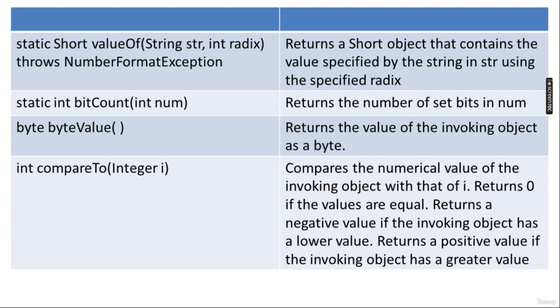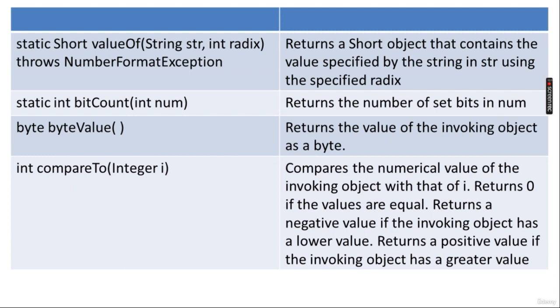The static Short valueOf(String str, int radix) throws NumberFormatException returns the Short object that contains the value specified by the string in str using the specified radix. Then static int bitCount(int number) returns the number of set bits in number. byteValue returns the value of the invoking object as a byte.